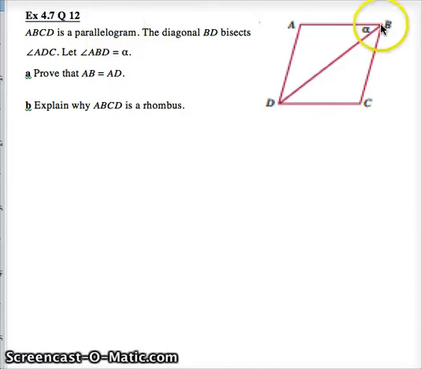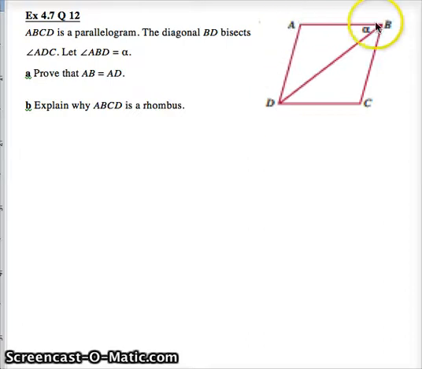We're told that the diagonal BD bisects angle ADC. And they've told us that we're letting angle ABD equal alpha. Now in this first part of the question we have to prove that AB equals AD.